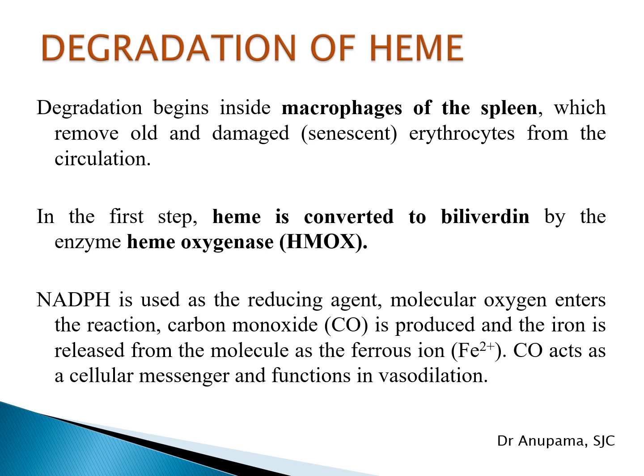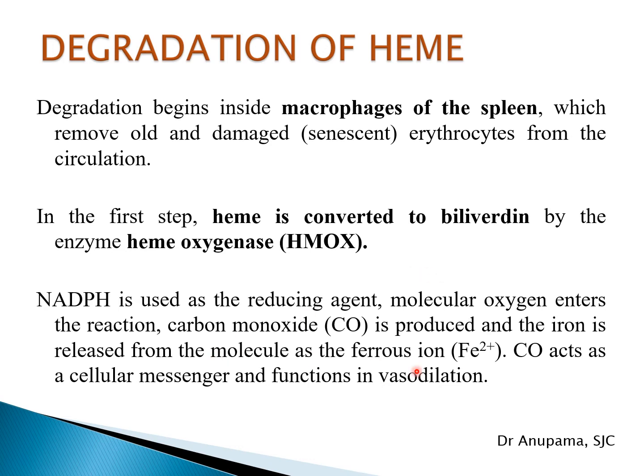We know that the spleen is the graveyard for RBC. So degradation of heme begins in the macrophages of the spleen, where the damaged or the old erythrocytes are removed from the circulation. And the first step here is that heme is converted to biliverdin by the enzyme heme oxygenase, abbreviated as HMOX. NADPH is used as the reducing agent in this reaction.